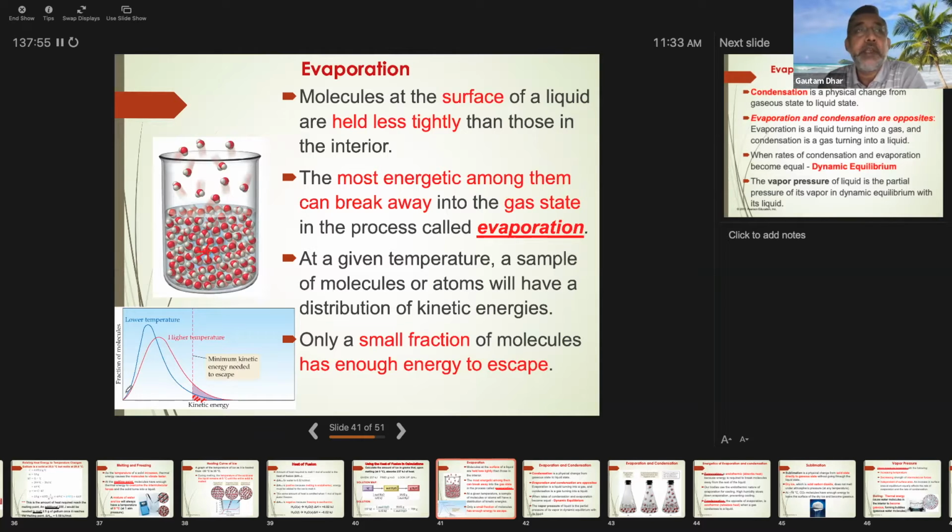Now, if I raise the temperature, the kinetic energy of the molecules changes, and the energy profile now looks like the red line. Now you have more molecules within this area that have the energy to escape. And that is why the rate of evaporation increases with temperature. If you are using a dryer, let's say, and you increase the temperature, it gets dried faster. That's because you are giving the molecules more energy to escape. Okay.